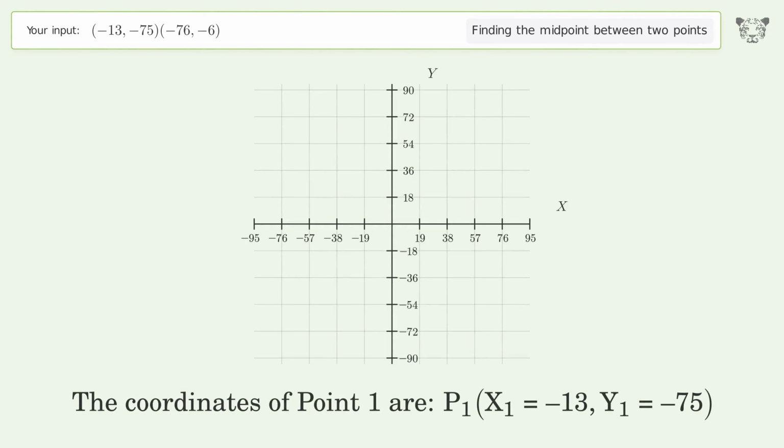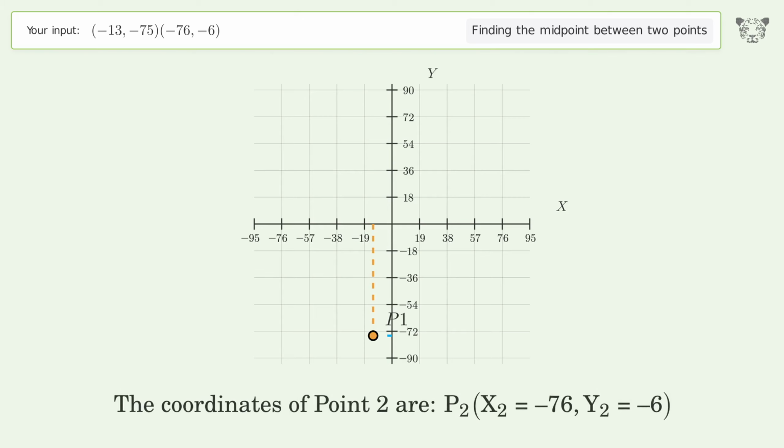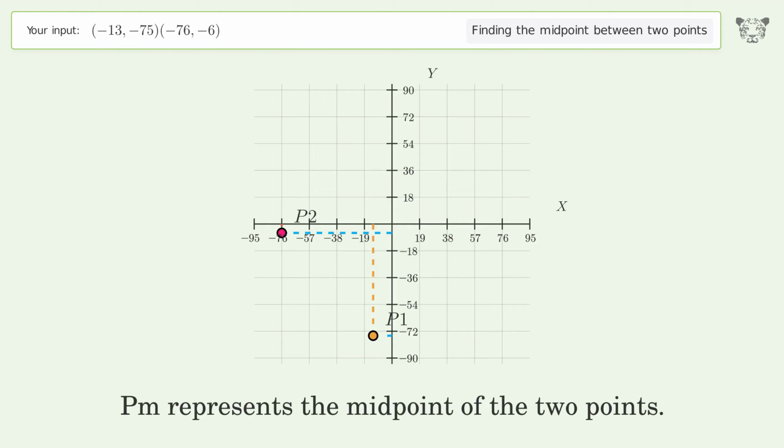The coordinates of point 1 are, x1 equals -13, y1 equals -75. The coordinates of point 2 are, x2 equals -76, y2 equals -6. PM represents the midpoint of the 2 points.